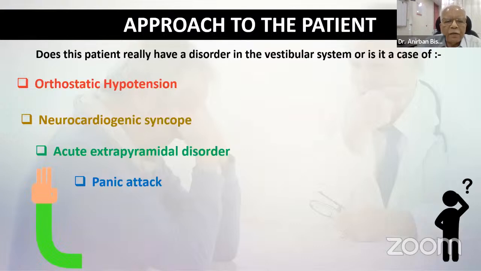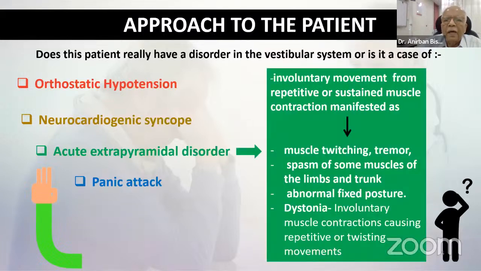Then there can be something like an acute extrapyramidal disorder. Involuntary movements, repetitive or sustained contraction of muscles, there will be muscle twitching, tremor, dystonia, involuntary muscle contractions causing repetitive or twisting movements. The patient will make different grimaces, bend the head sometime, or you find that the patient's head or the arm is bent in a peculiar way. So these patients have movement disorders, and when they come to you, they may be having tremor. These things you have to see and recognize them, they've got nothing to do with head spin. Then it can be a panic attack.